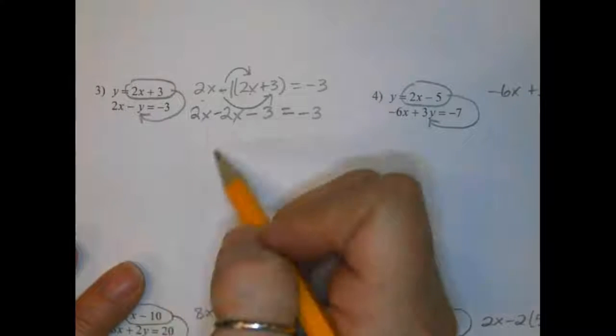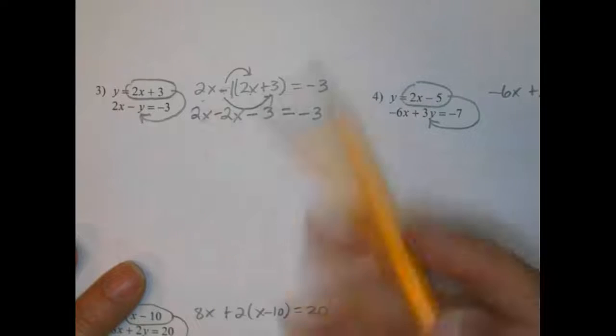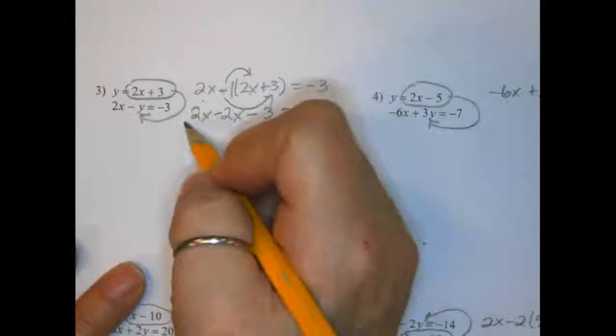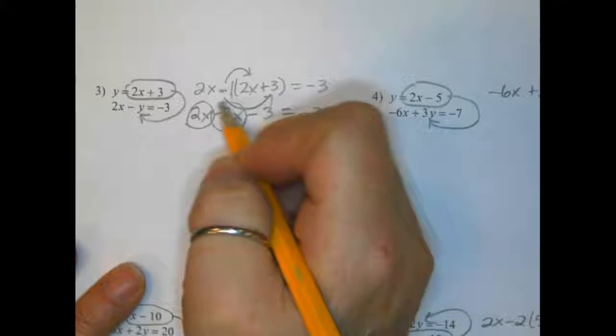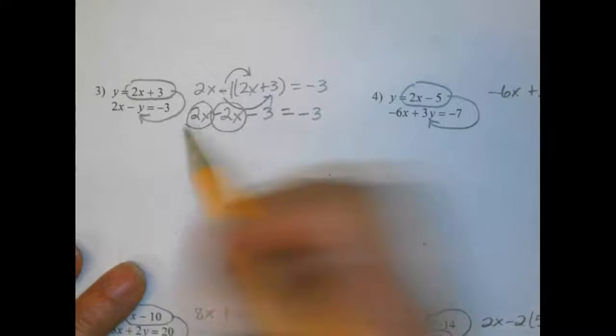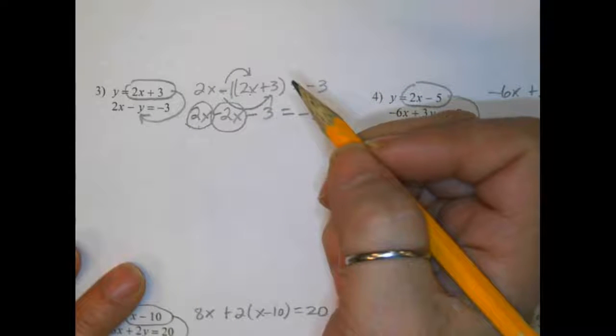When I do that, I used my steps, I eliminated my parentheses using distributive property. Do I have any like terms to combine? Yes. What do I have? Negative 2x. 2x. Negative 2x. Good. So what happens when I add negative 2x to 2x? It becomes 4x.